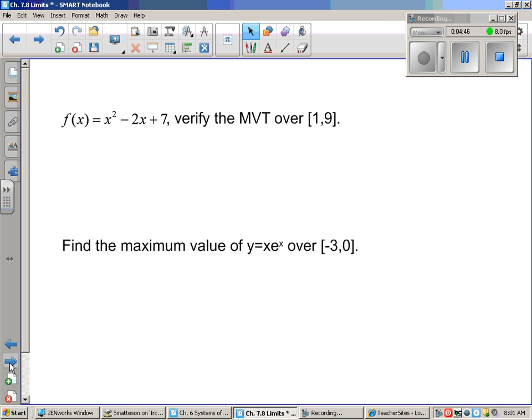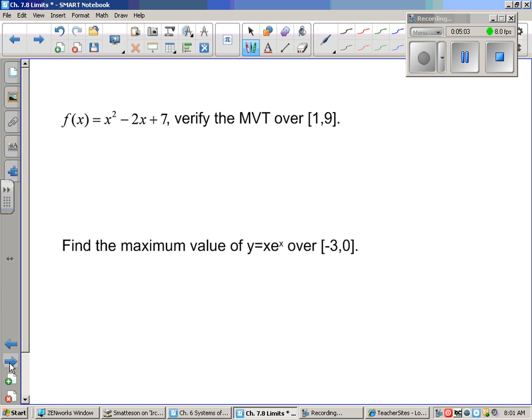Again, it helps if we understand that from 1 to 9 this is in fact differentiable. Now this is a parabola, so my hope for you is that you understand a parabola has no jagged edges. It is continuous, there are no real breaks or anything that's going to make it undefined. So we can go right ahead and do that.